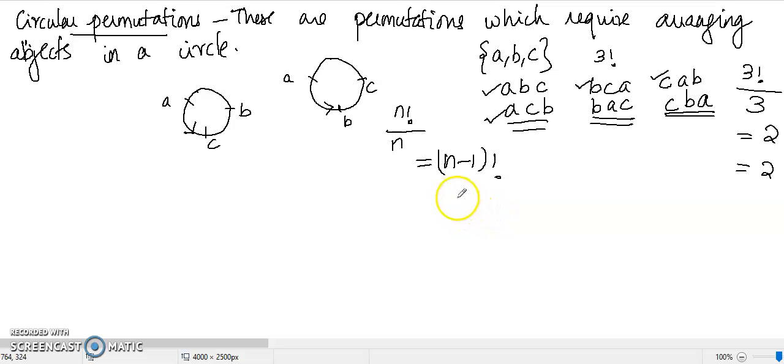Okay. So let us now give the notation of the circular permutation. Okay. So if you have, so let me take A to B.